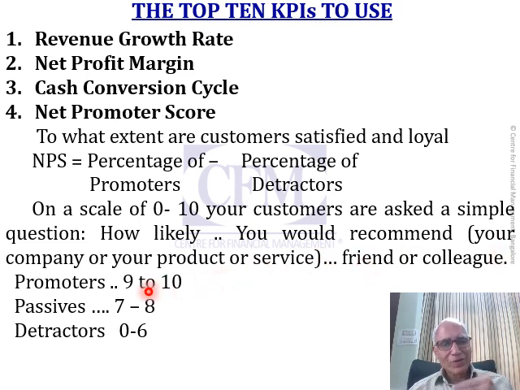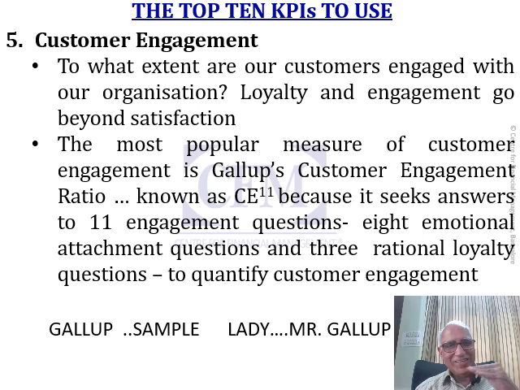Customers who give a score of 9 to 10 are regarded as promoters. Those who give a score of 7 to 8 are regarded as passives. Those who give a score of 0 to 6 are regarded as detractors. So NPS is percentage of promoters minus percentage of detractors. 5. Customer engagement. To what extent are our customers engaged with our organization? Loyalty and engagement go beyond satisfaction.